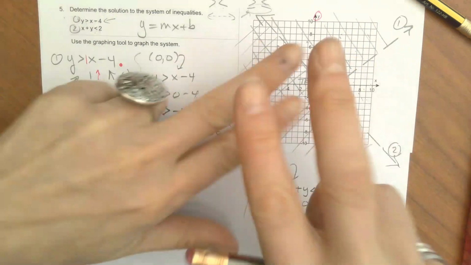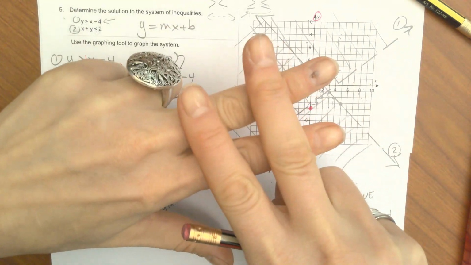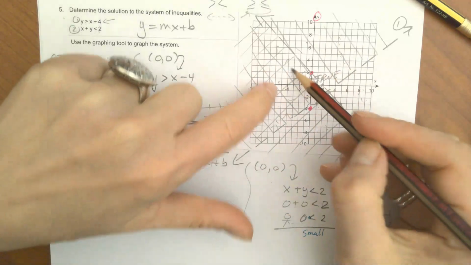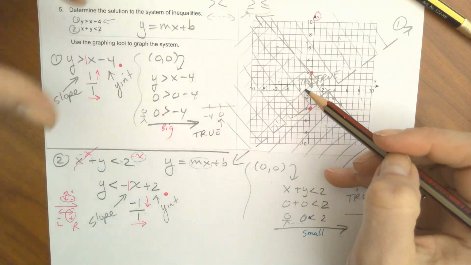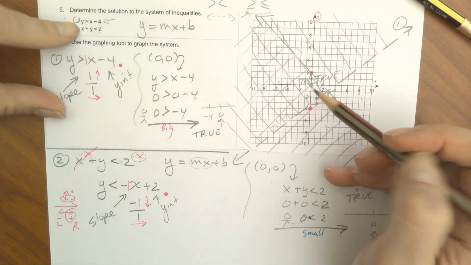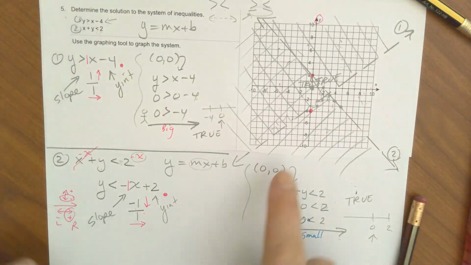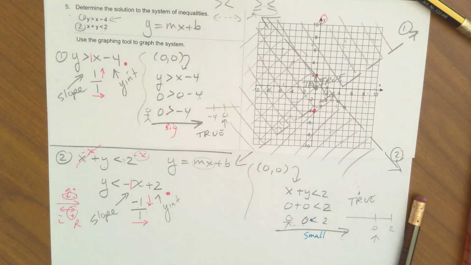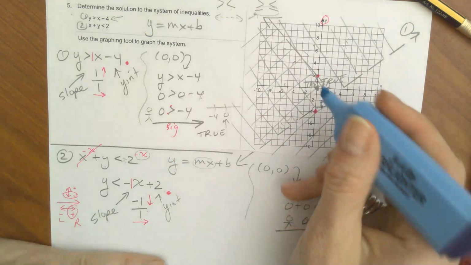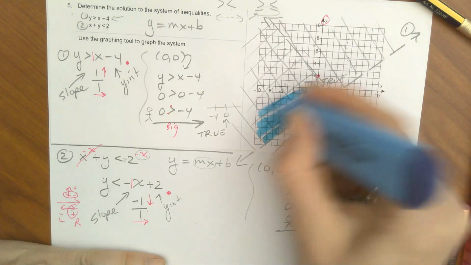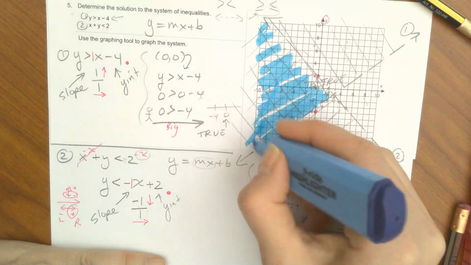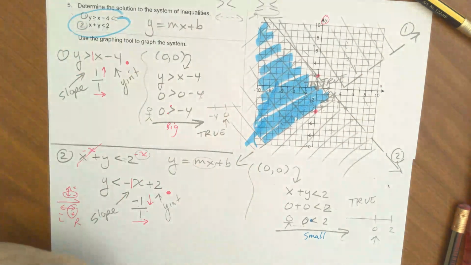But see how this area has 2 sets of shading. If I take any point from this area, it's going to make both of these inequalities true and show this area is the solution set, because we are looking for the area where both inequalities end up being true. Okay?